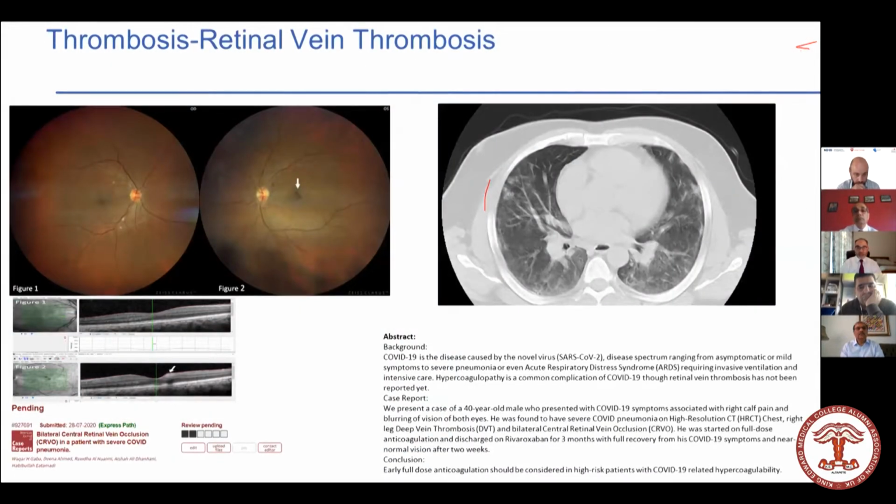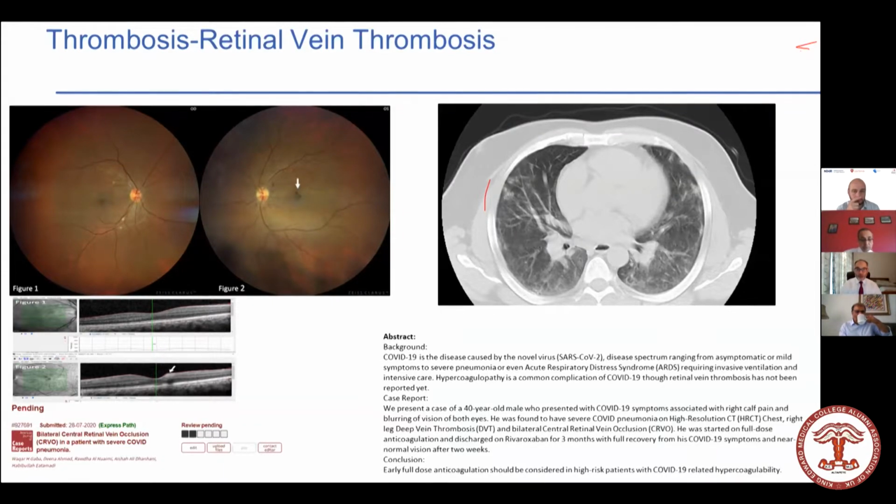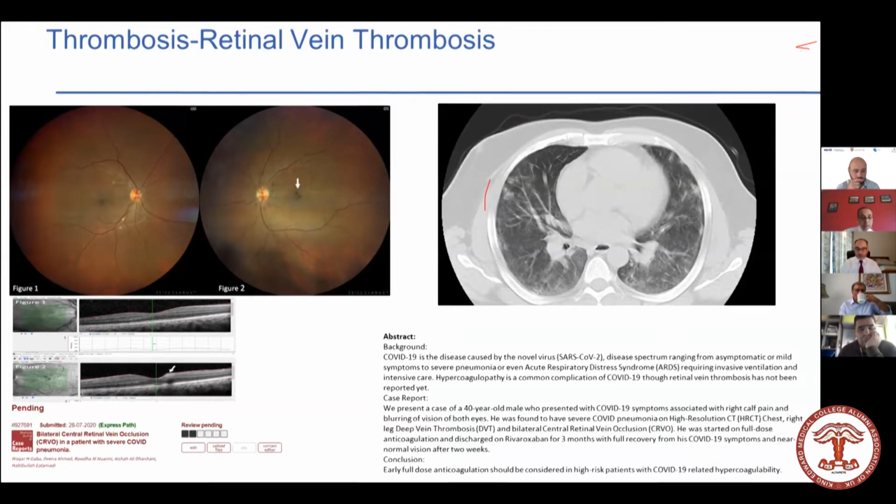Okay, this is another interesting one. Now, we talked about thrombosis, and DVT and PEs are common in our patients. But thrombosis can be anywhere. So we found this patient, and as far as we know, his retinal vein thrombosis has not been reported. Now you can see one of our patients, a 40-year-old gentleman who presented with COVID symptoms, with blurring of the vision and the DVT.